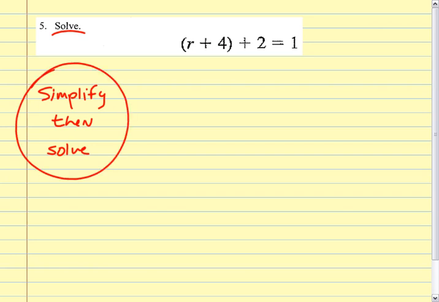So I'm just going to drop the parentheses and get what? R plus 4 plus 2 equals 1. R plus 6. And now James says that's R plus 6 is equal to 1. Beautiful. Can I do anything on the left side? Really. Now I'm ready to solve. Now I'm ready to do things to both sides. Subtract 6, subtract 6, and what do I get? R equals negative 6. Excellent.